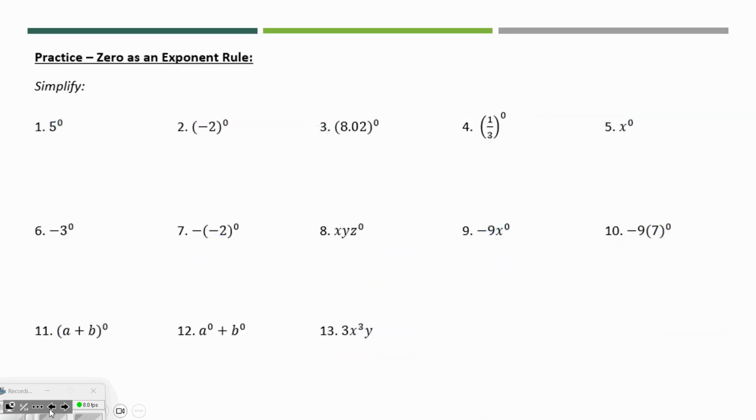So here are some practice problems that I'd like you to try. If you could please just pause the video for a minute and then try these practice problems on your own. When you unpause, we'll go over them.